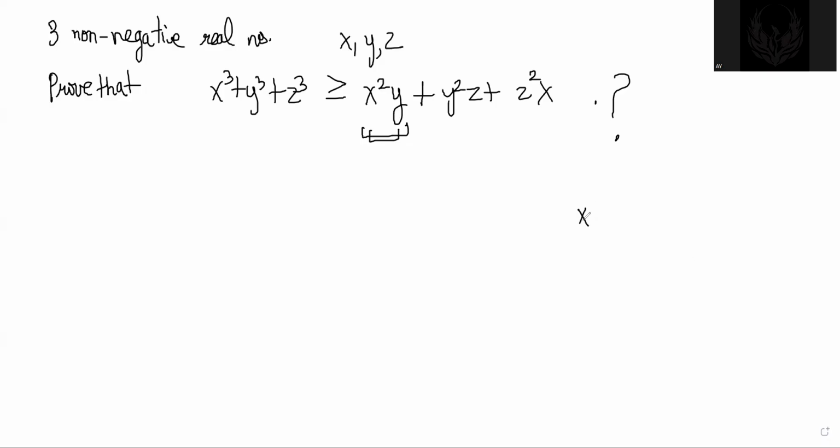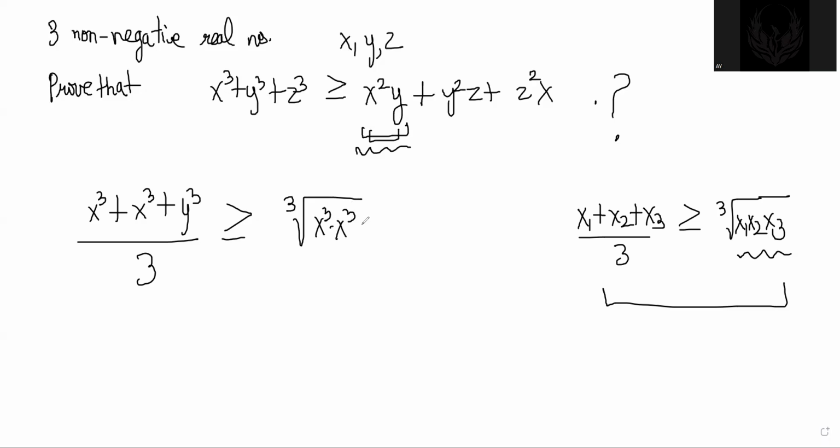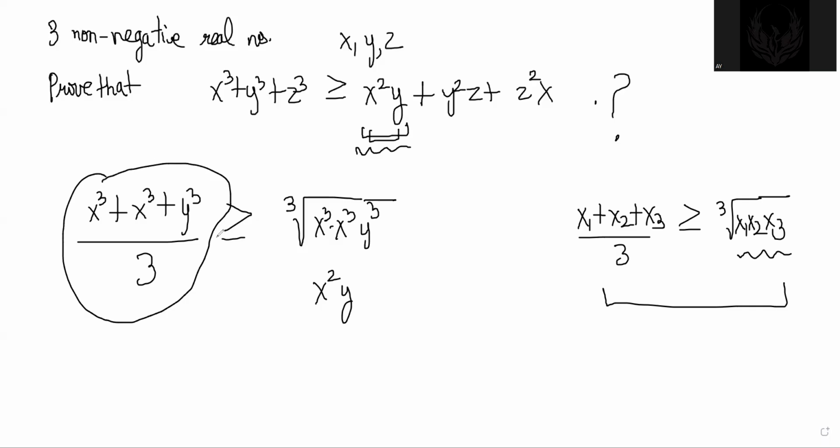AM-GM looks like this for three terms: x1 plus x2 plus x3 by 3 is greater than or equal to cube root of x1 x2 x3. How can I generate an x square y term, which will obviously be somewhere here? You can take two x's and one y. If you take the product here and cube root of this, that will clearly be x square y. So we know this is greater than or equal to x square y by AM-GM.